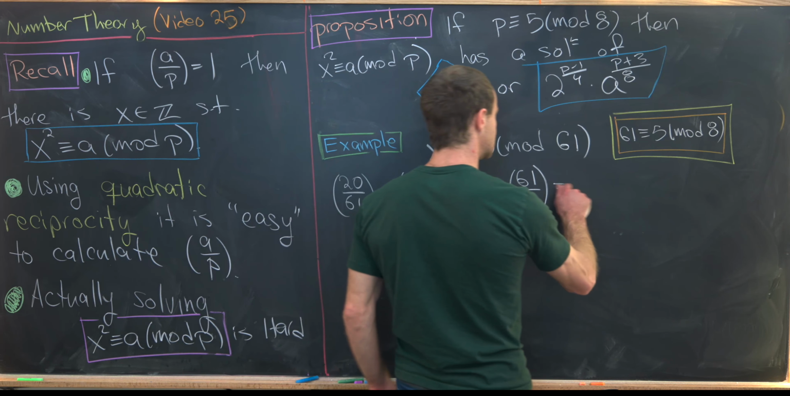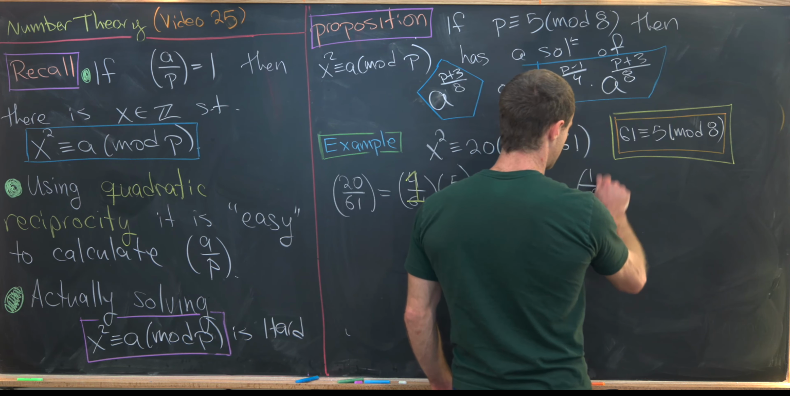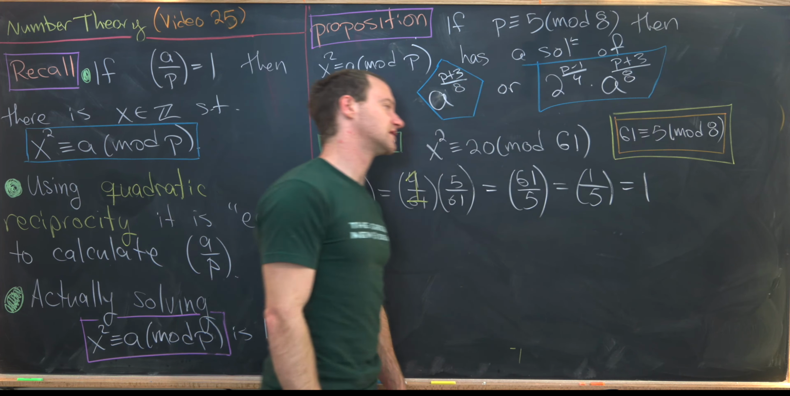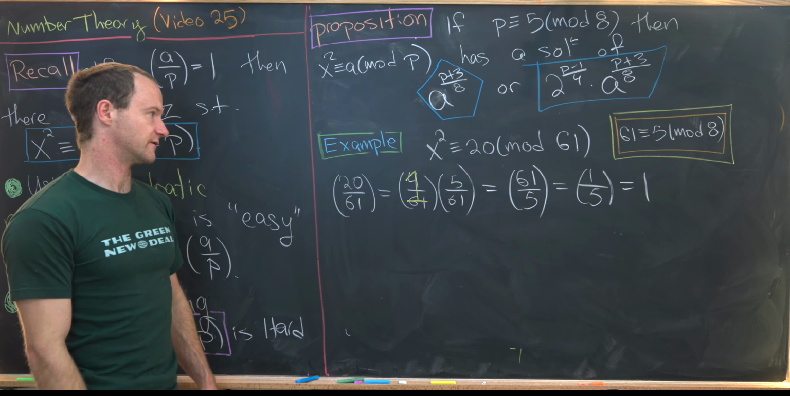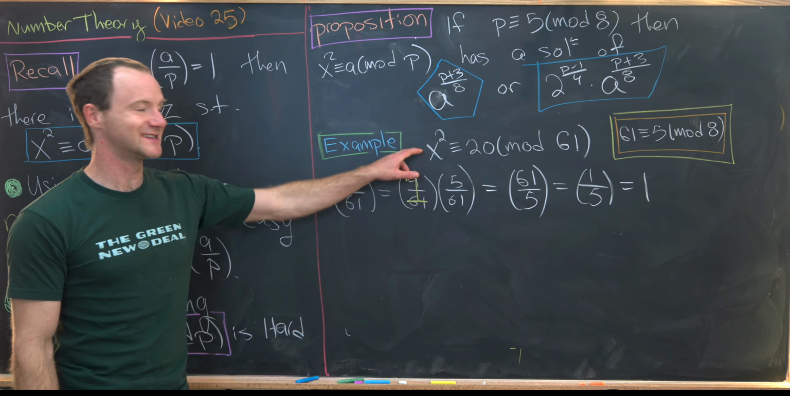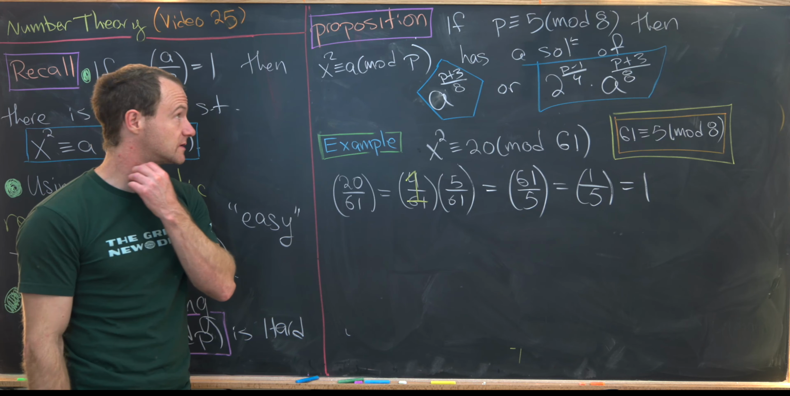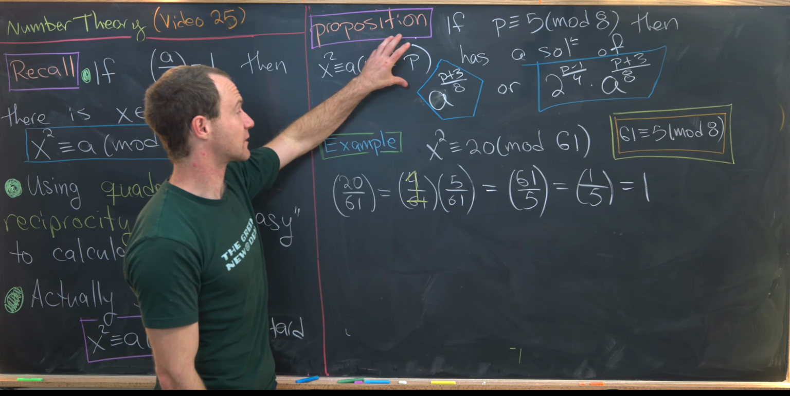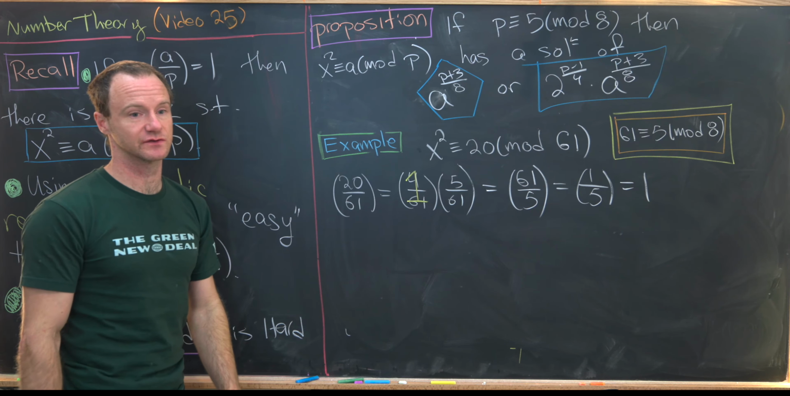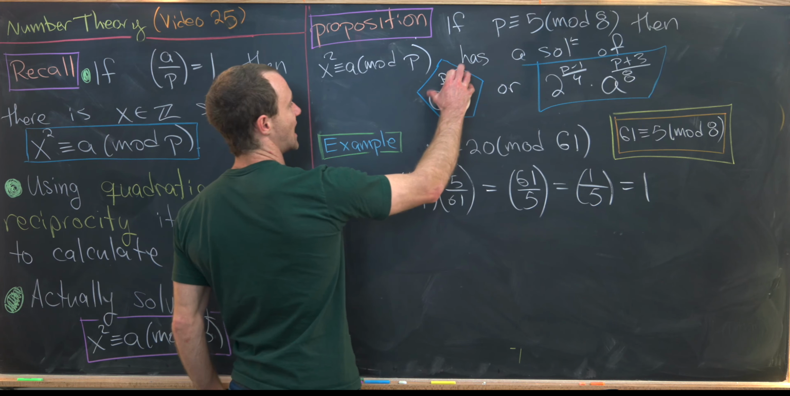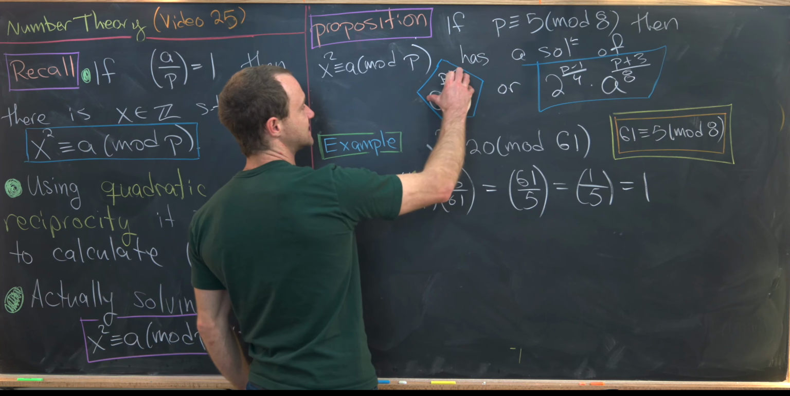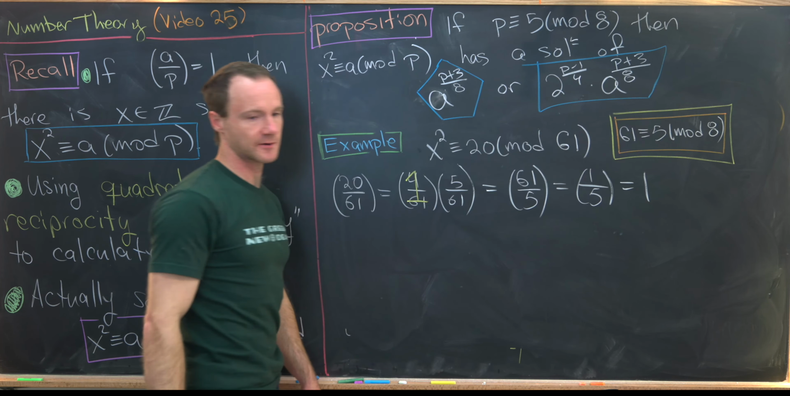mod 5, leaving us with 1 by 5. But 1 is clearly a perfect square, so we get 1 out of this. So in other words, we've just shown that this thing has a solution. Now we'll use our proposition to construct a solution. So we'll first try this one right here. And if this doesn't work, we'll try this one right here.